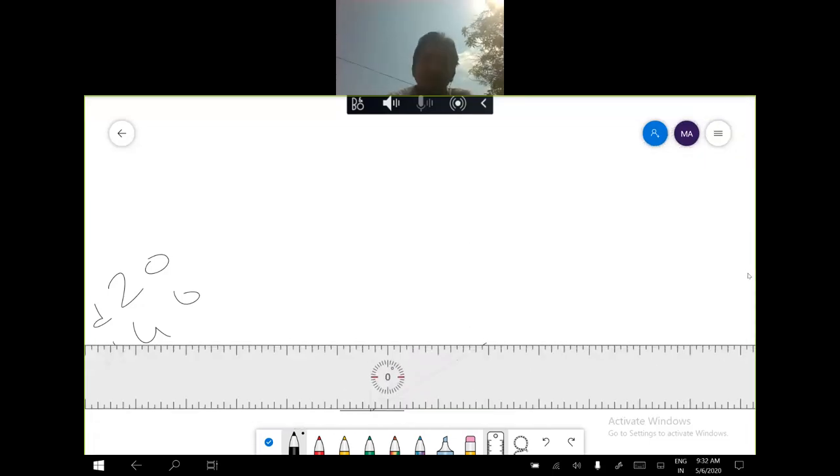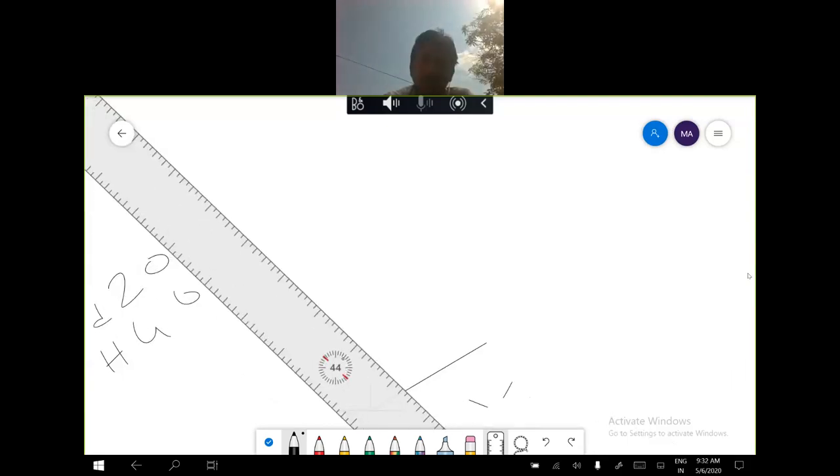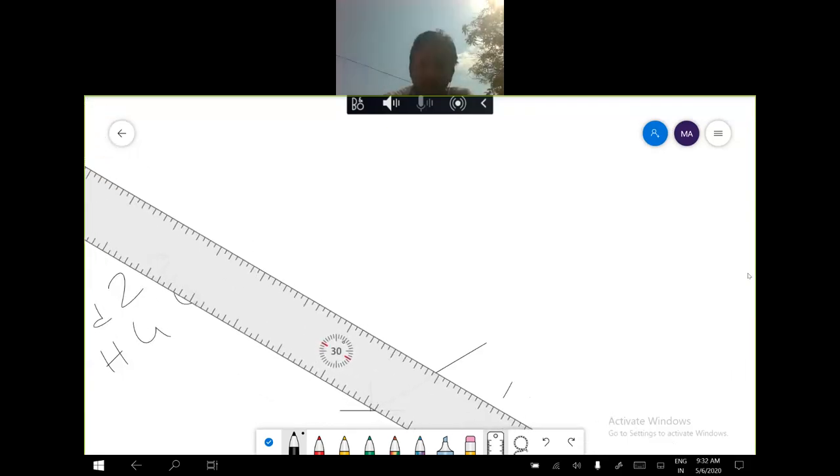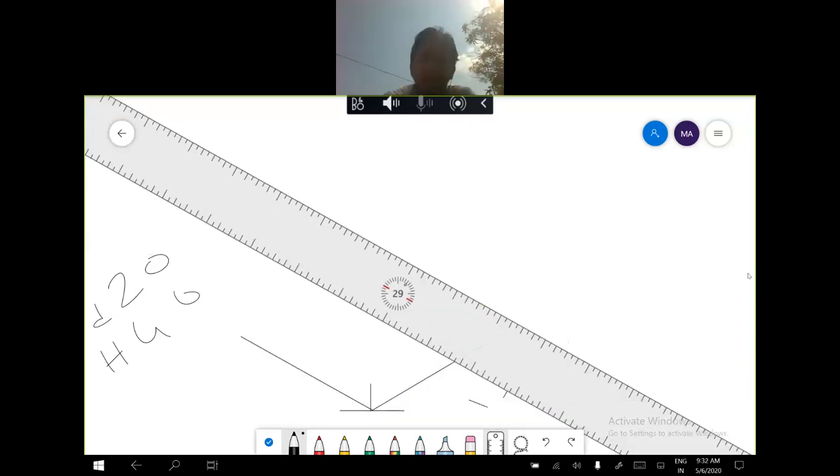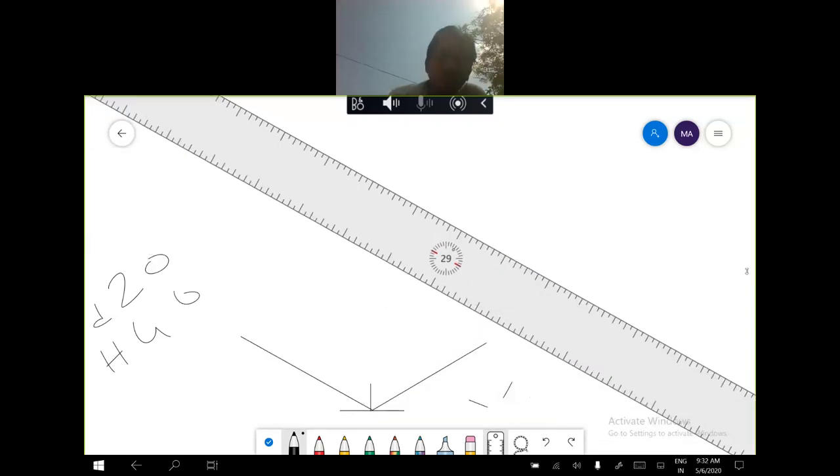Then I am drawing 30 degrees here. After that, I'm cutting the given diameter, 20. So I am cutting 20, 20 here. Then again from here I am cutting 20, 20. From here I am cutting 20, 20, and joining this line and this line.